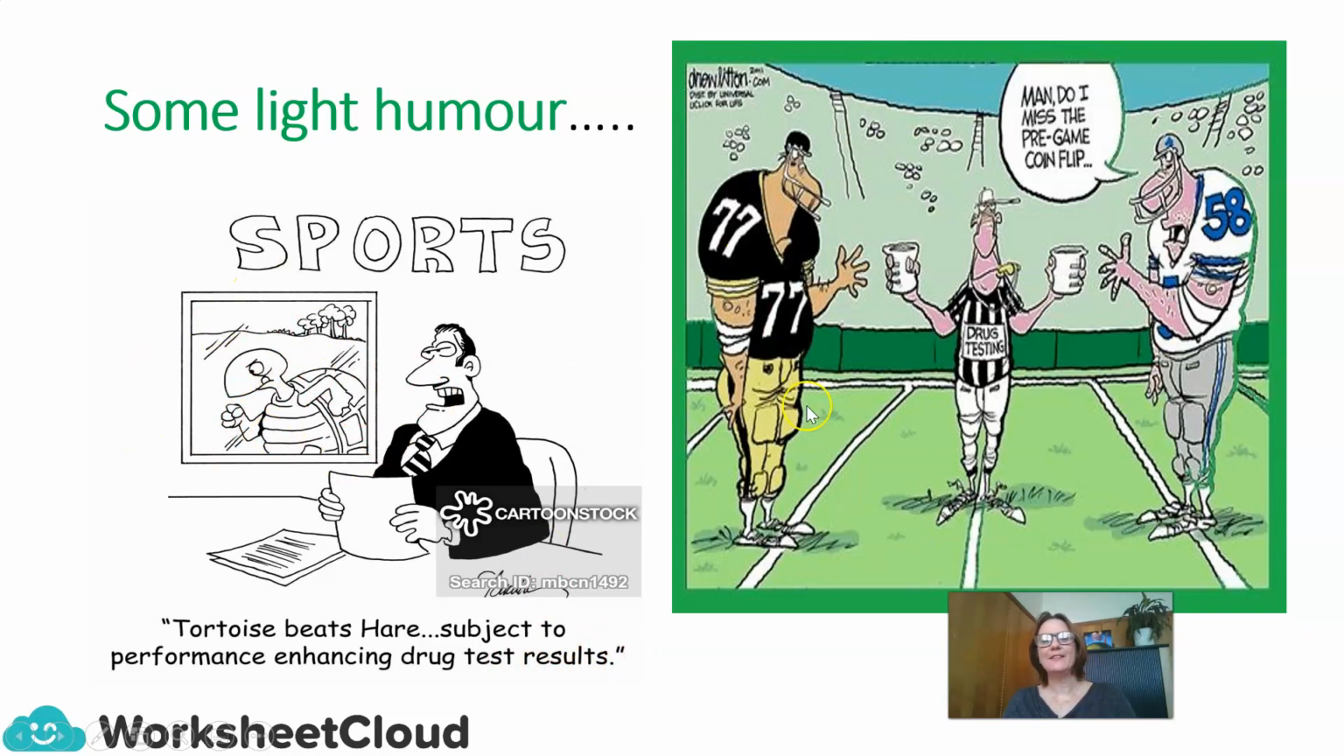Okay, and then this one I love. Football players in the olden days, he's saying, man, do I miss the pre-game coin flip when they used to just flip a coin to see which side was going to start first. Now they have to go and urinate in a cup and get tested before their game begins. They don't just flip a coin and start.